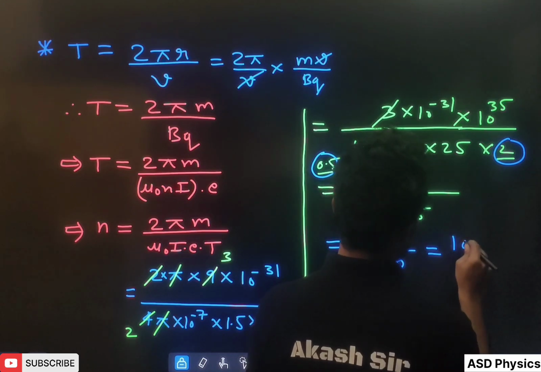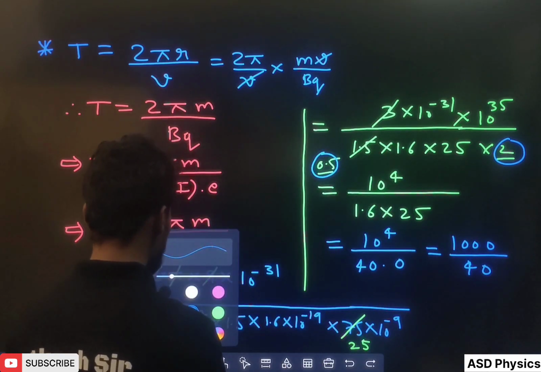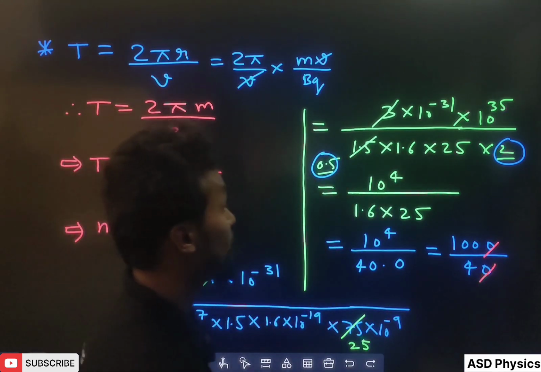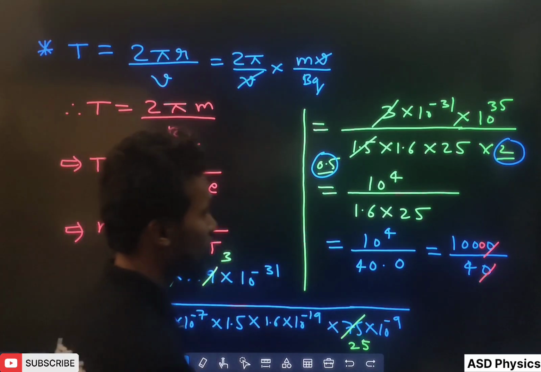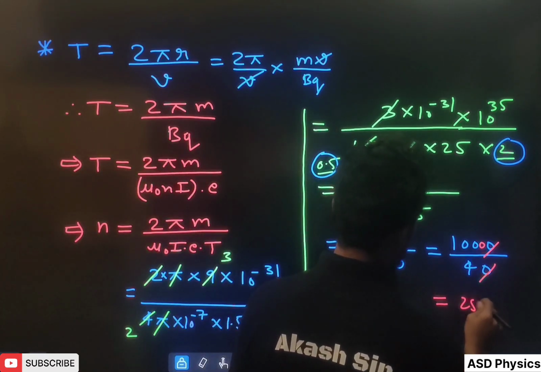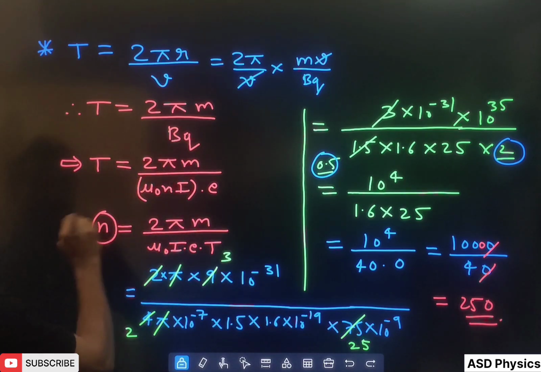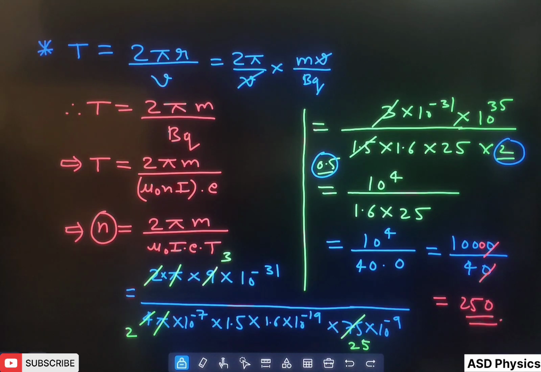So here I can write 1000 by 40. Just simple calculation is there. This 0 and 0 cancel, and power 4 is there. Now 1000 by 4, how much here, students? It will become 250. So students, you can see very well the value of n that we are getting here, 250. You can see the calculation.